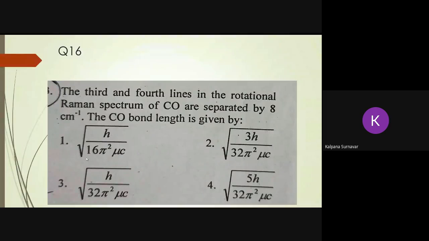Option number 1 is square root of h upon 16 pi square mu c. The second option is 3h divided by 32 pi square mu c. The third option is square root of h upon 32 pi square mu c. And the last option is square root of 5h divided by 32 pi square mu c. These are the 4 options given for the bond length of carbon monoxide. Now see how to calculate the bond length.